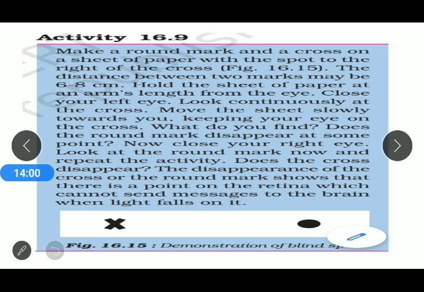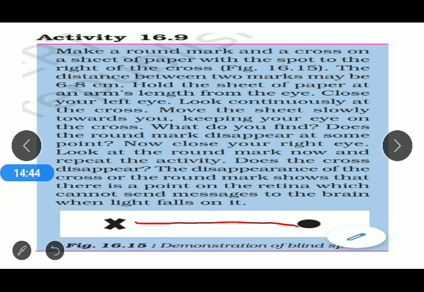Suppose we have two eyes, right and left. First we close our left eye, and we concentrate on both these symbols. The distance between the symbols is about 6 to 8 centimeters. With one eye closed and the other open, we slowly bring that sheet near to our right eye. At a particular distance, we can distinguish between the cross and the bold circle.